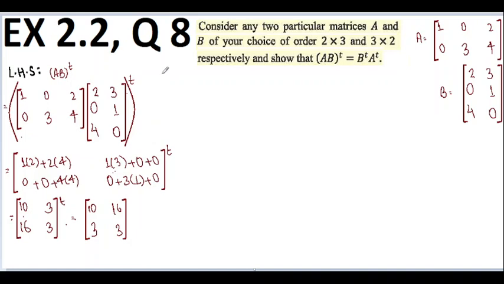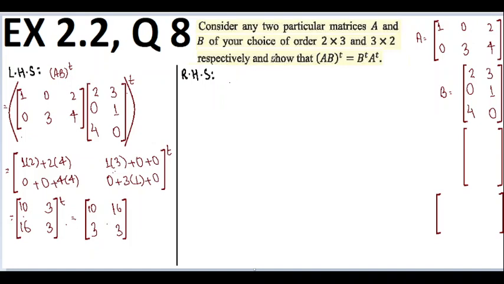Now we have to solve the right hand side to check if both of them are equal or not. The right hand side says B transpose A transpose, so we are going to write it here, B transpose A transpose. For this we need B transpose and A transpose matrix. We only have B and A, so we have to take the transpose to solve the right hand side.